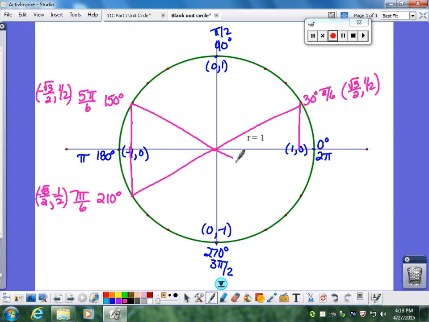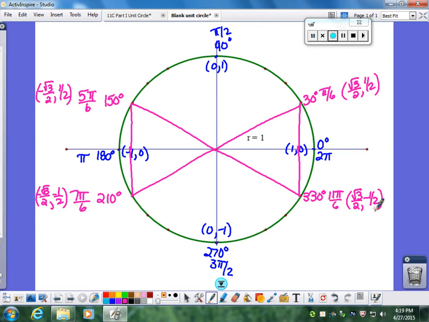And then finally in our fourth quadrant, we want a reference angle of 30 degrees. Alright, what were we? We're at 7, 8, 9, 10, 11. 11 times 30 is 330, or 11 pi over 6. And our coordinate here is positive, negative. So square root of 3 over 2, negative 1/2.